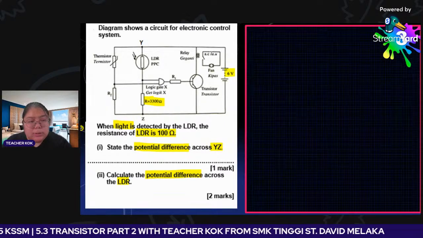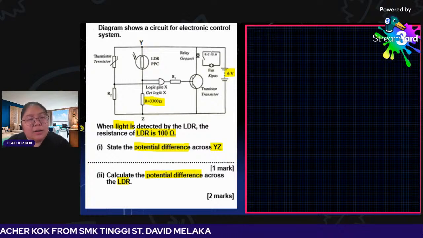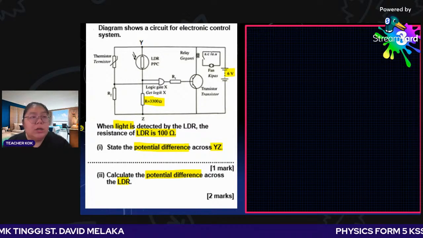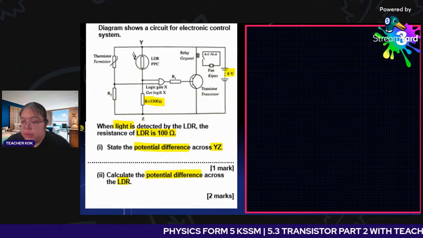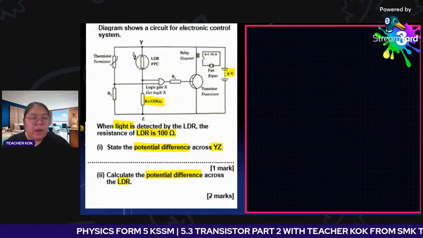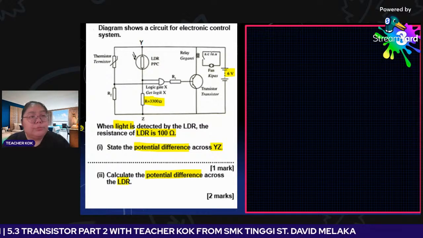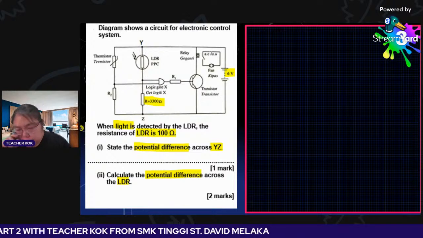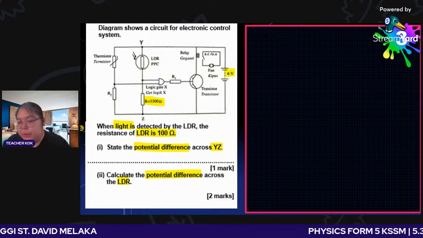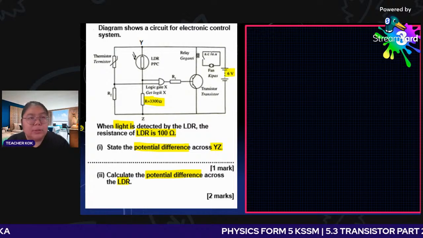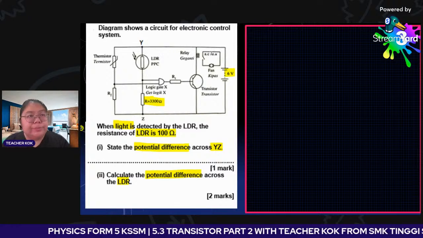Then also get ready to calculate the potential difference across the LDR. This one you can do using the formula for the potential divider. Anyone here? Number 1, the answer for number 1. Many students disappeared already. Charan disappeared. Hari also disappeared. Lisa disappeared. Sharon is not here today.